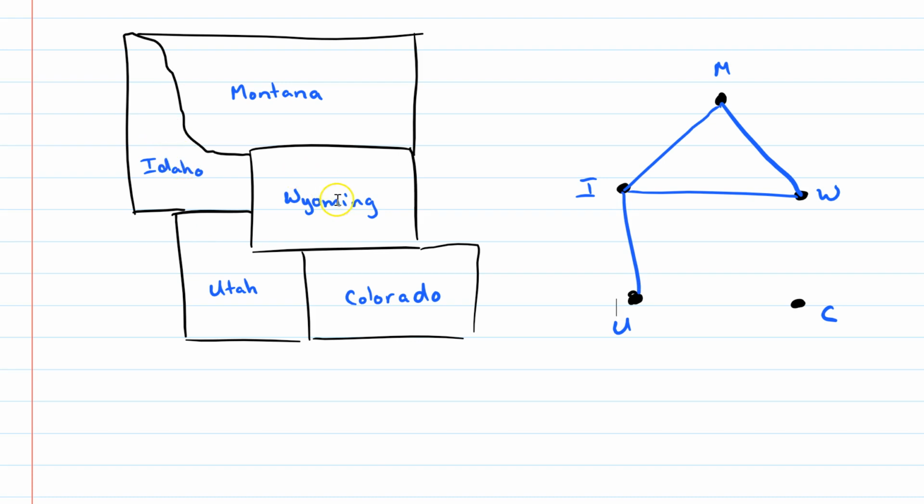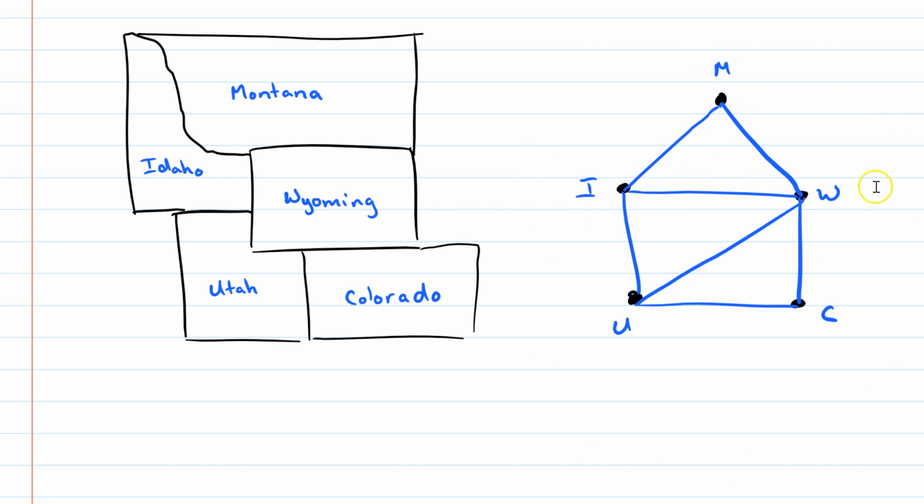So let's move on to Wyoming. Wyoming, we've already got Montana and Idaho. But Wyoming also borders Utah, so we'll draw an edge here, and Wyoming borders Colorado, so I can draw an edge between Wyoming and Colorado. And last but not least, it looks like Colorado and Utah, I need that edge also. So now I've got a way of seeing which states share borders.